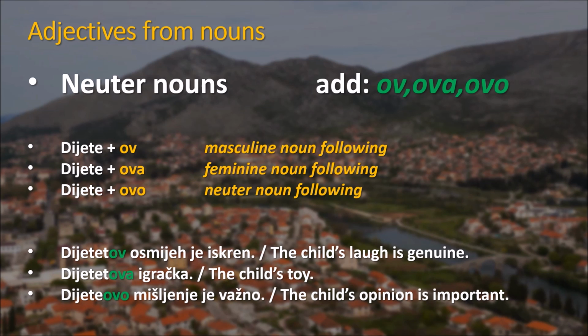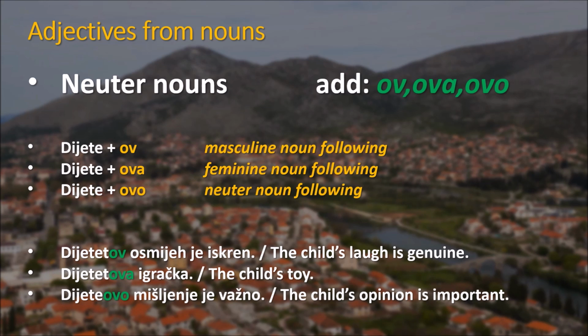Okay, now let's take a look at some examples. The principle applies the same as the masculine noun, so you're adding OV for a masculine noun that's following it, OVA for feminine nouns following it, and neuter would be OVO, right? So now let's take a look at examples.